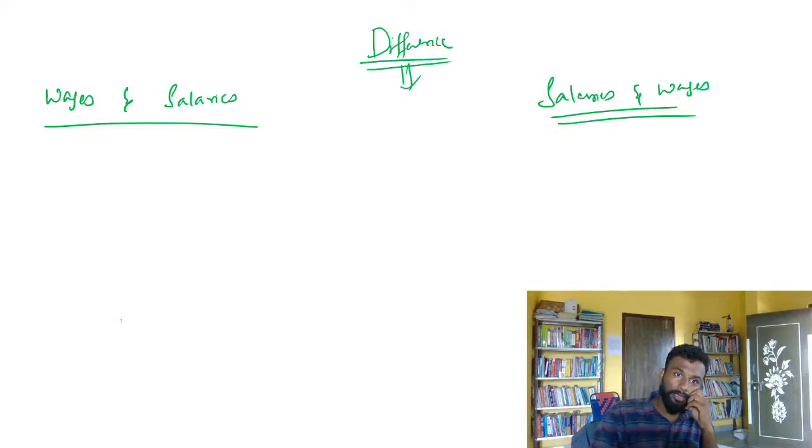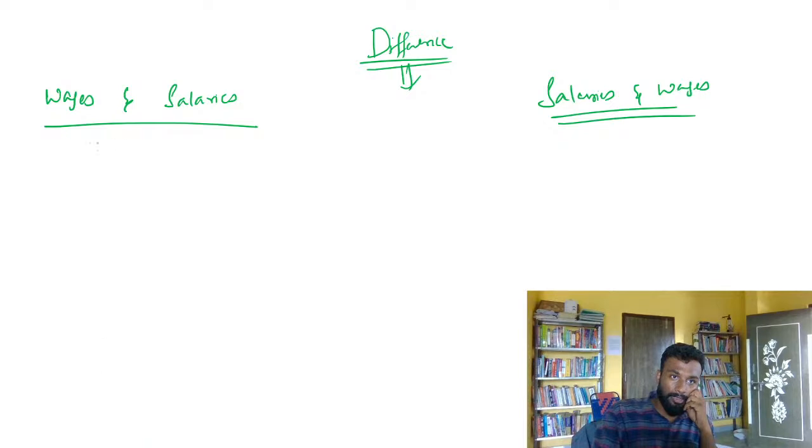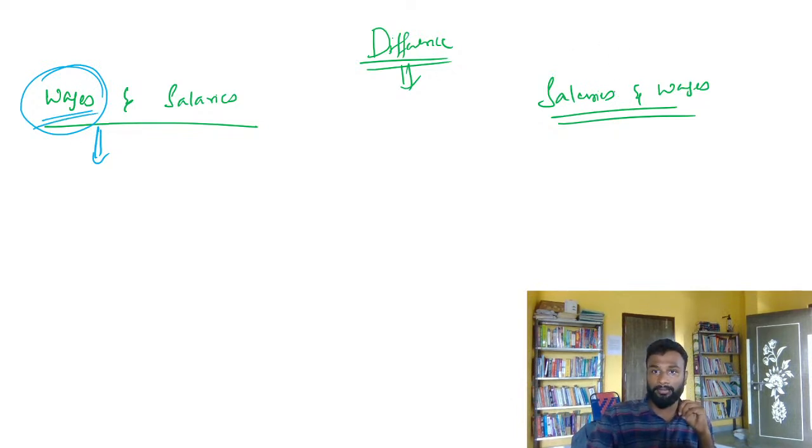Yes, guys. See, very much important. Whenever they are giving this kind of items, like wages and salaries, here we have to consider only the item which comes first. Since wages is the first item, we consider wages. Here, salaries is the first item, we consider salaries.